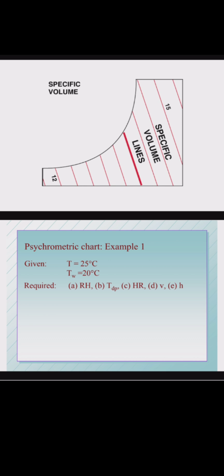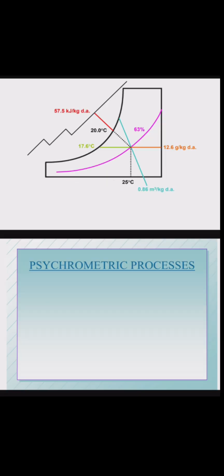Given T equals 25 degrees Celsius, TW equals 20 degrees Celsius. Required: A. RH, B. TDP, C. HR, D. V, E. H.